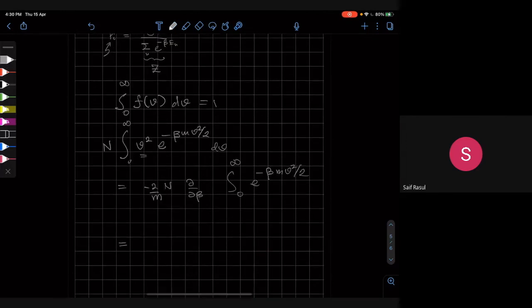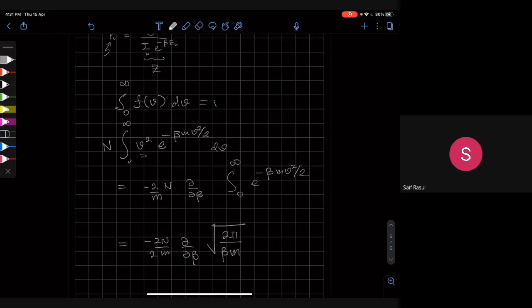So we have minus 2 by m d by d beta, and this thing is just going to be 2 pi by beta m. But here you see that the integral is from 0 to infinity, not from minus infinity to infinity. So there should be a factor of half dividing this. So I'm writing that, okay?